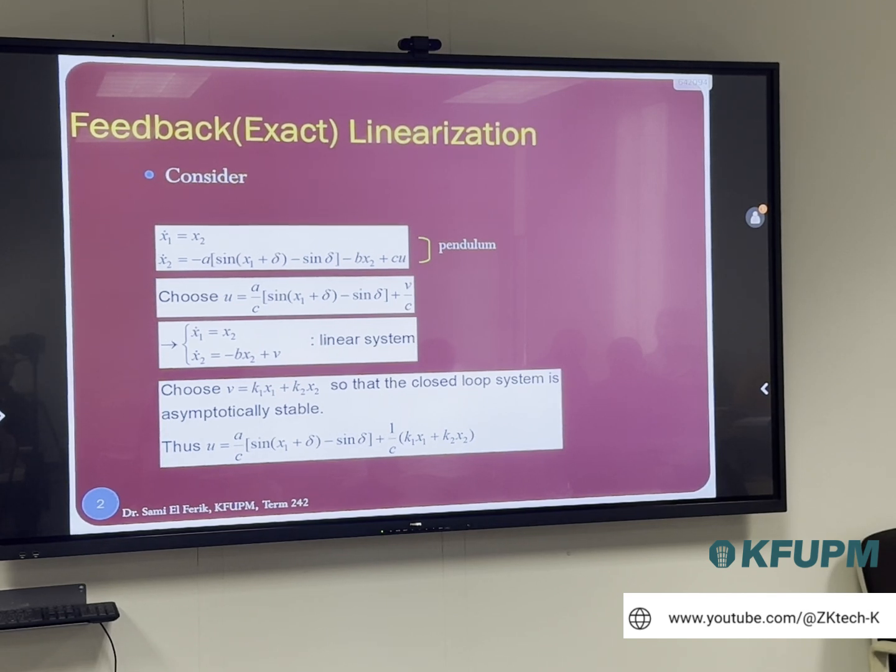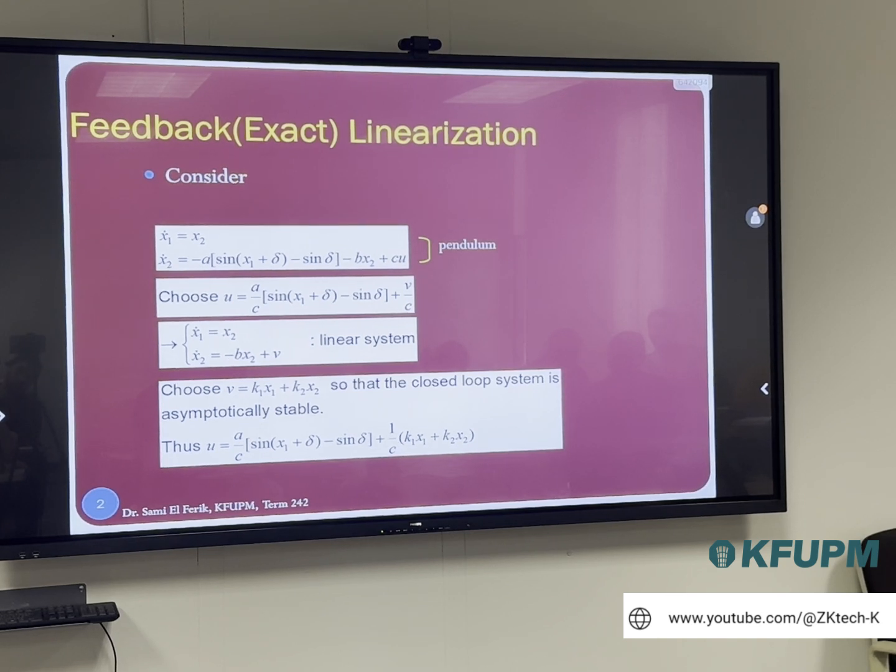Yes. Why do people sometimes use Taylor series, even though I can see that feedback linearization is better? This is an excellent point, but I will answer it at the end of the slides, right? I will answer this.